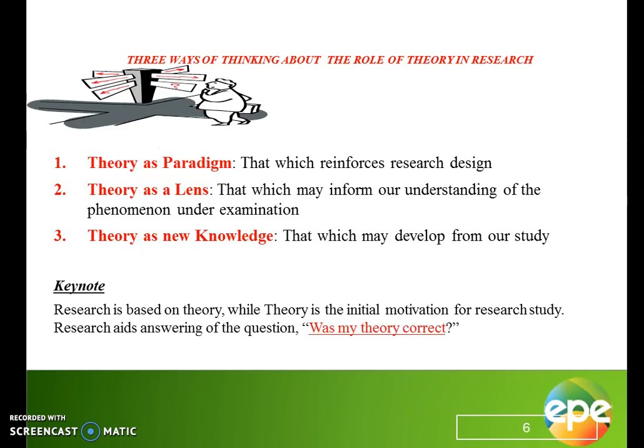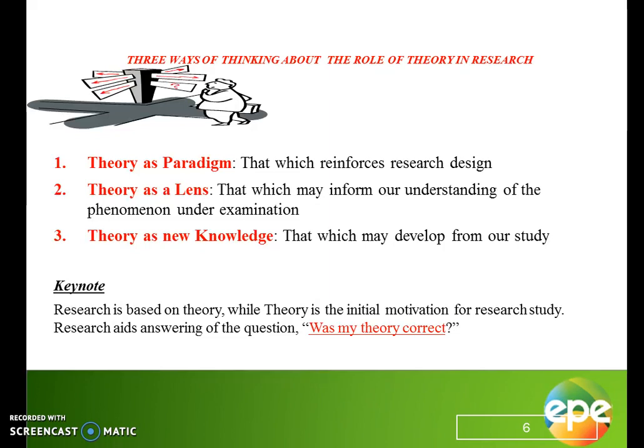Now, there are 3 ways of thinking about the previous diagram that I've shown. 3 ways to think about the role of theory in research. The first way, the first point, is to look at theory as a paradigm. Does it reinforce your original research design idea? The second way to look at it again is to look at theory as a lens. Does it inform your understanding of the phenomenon under examination?